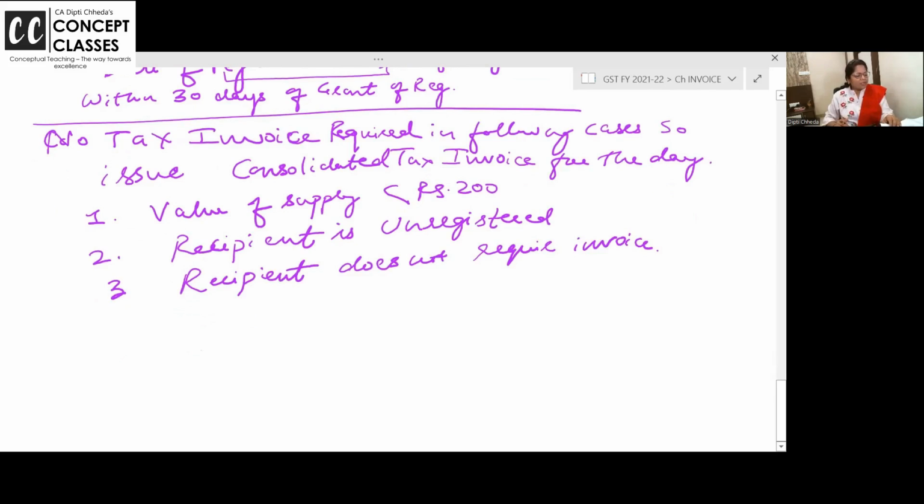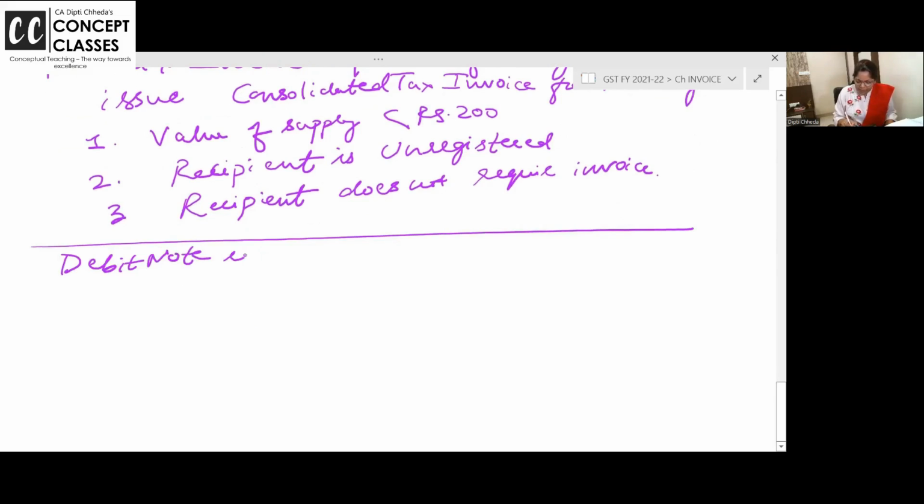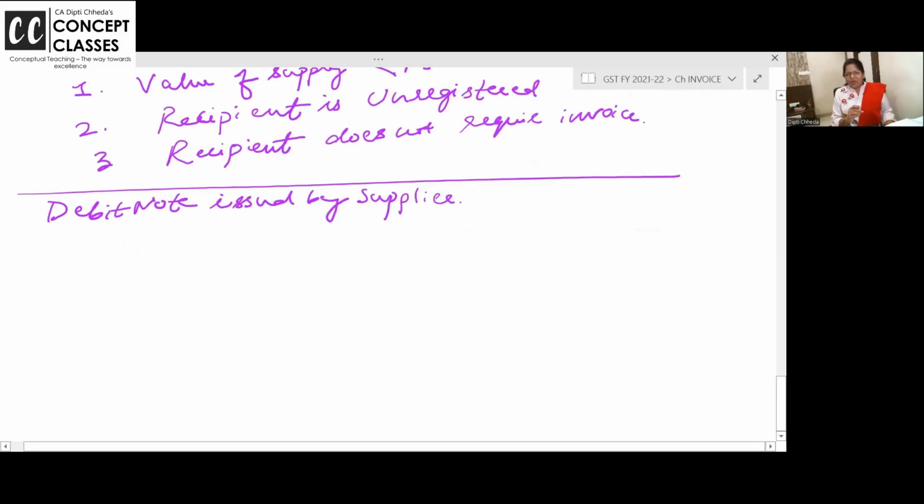Take the case of debit note and credit note. First, I will give you the case of debit note. When the debit note is issued by supplier, there's some magic which will give you the logic to remember this for the exam.